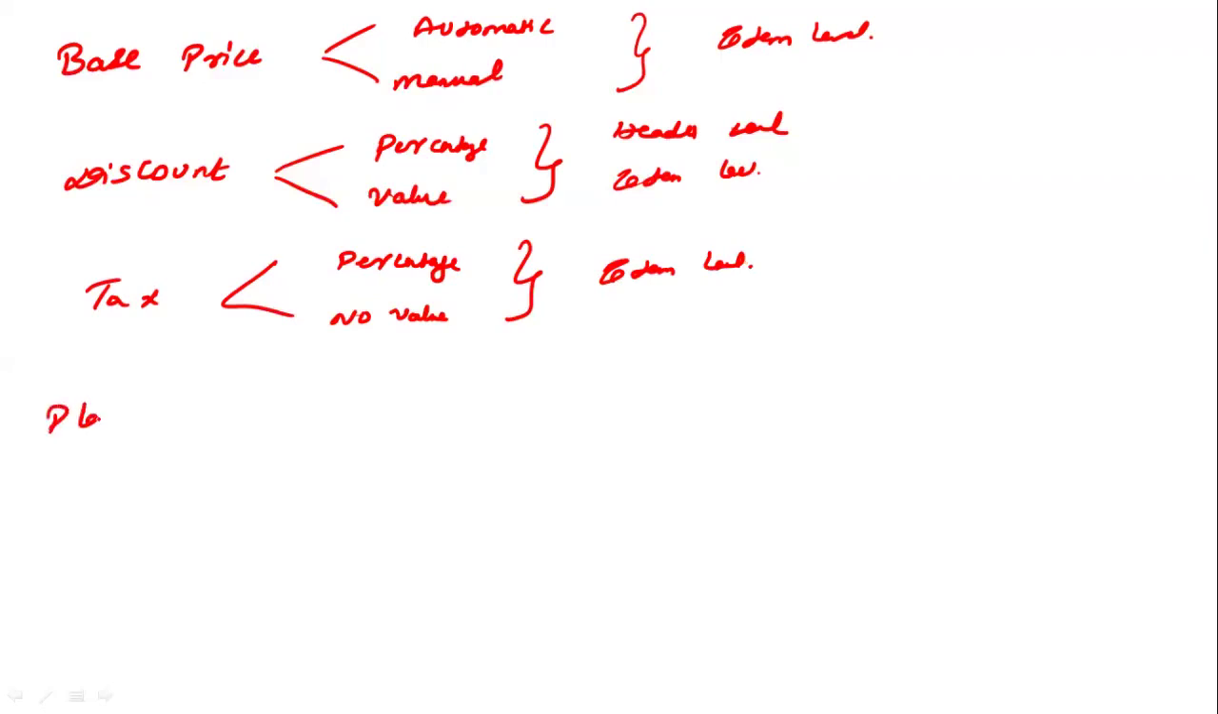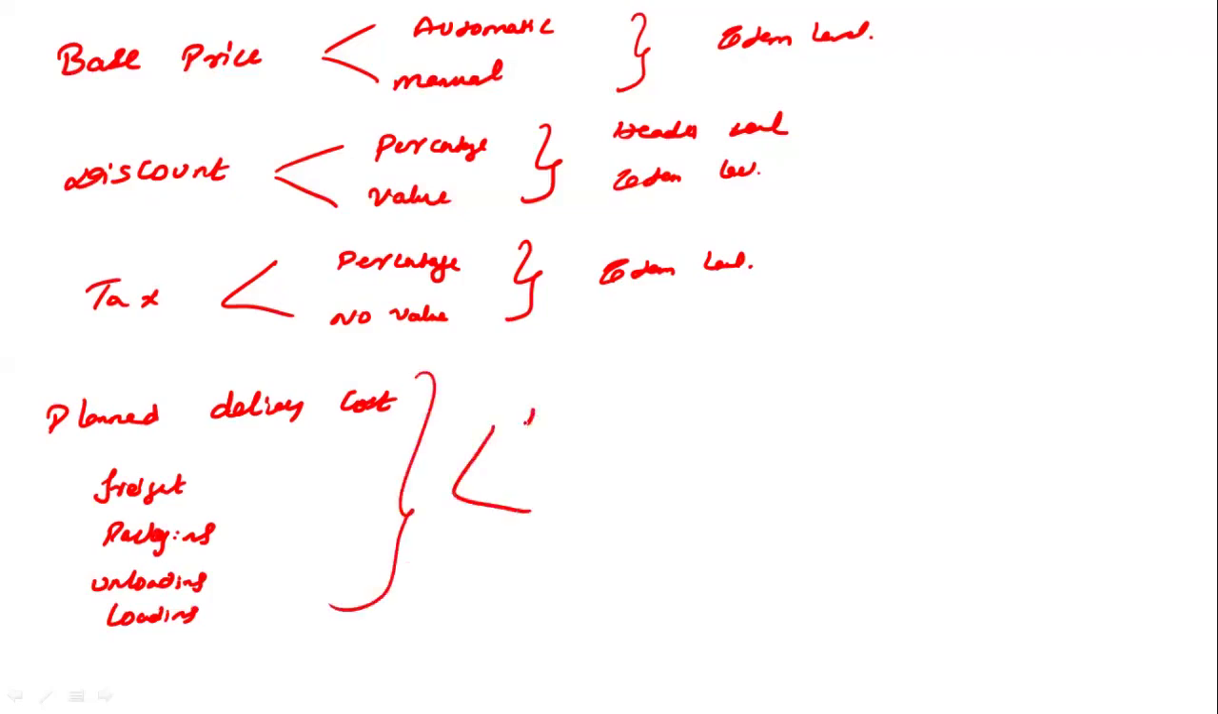Then we have the planned delivery cost, such as freight, packaging, unloading, loading, insurance. And this planned delivery cost can also be either percentage or value. Also, this can be at header level. So this is a component which is in the pricing procedure or structure, which is for domestic purchase.